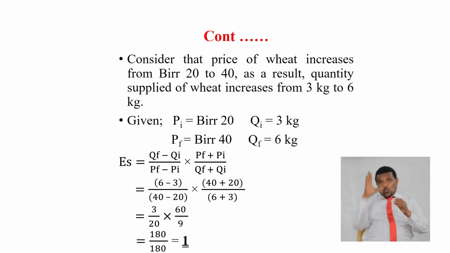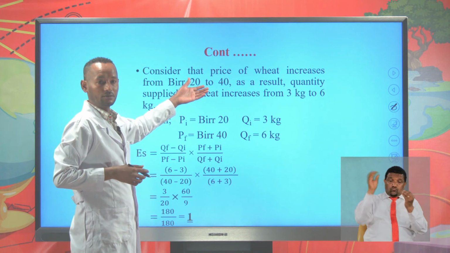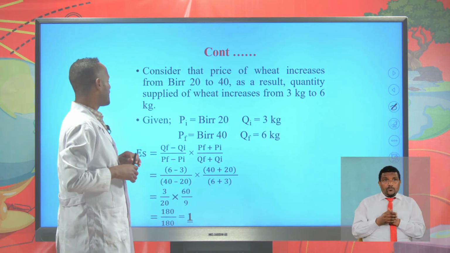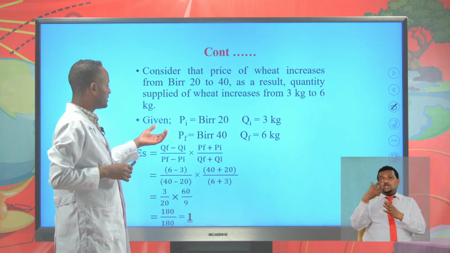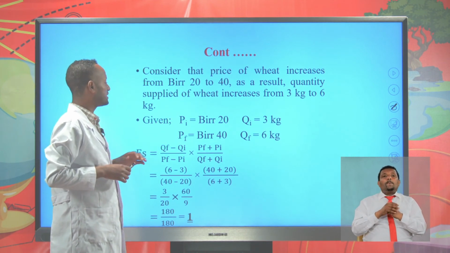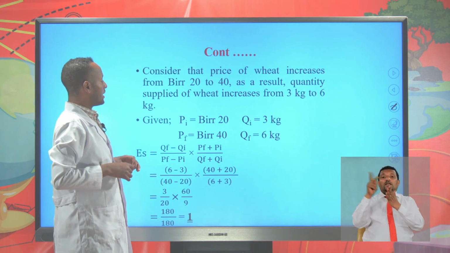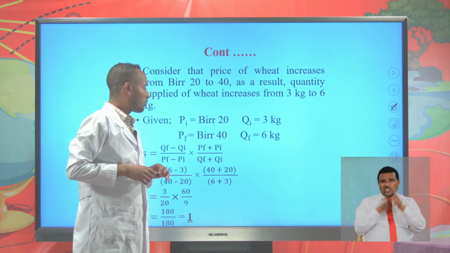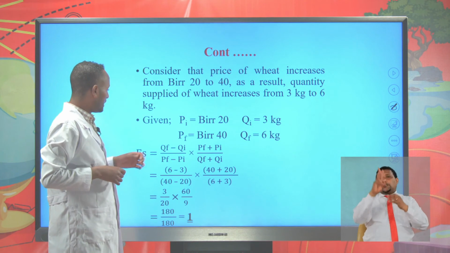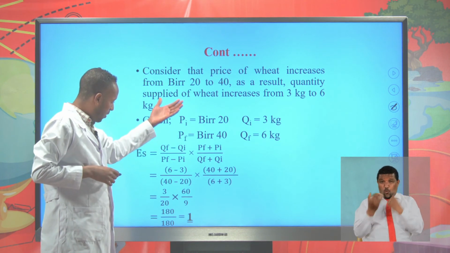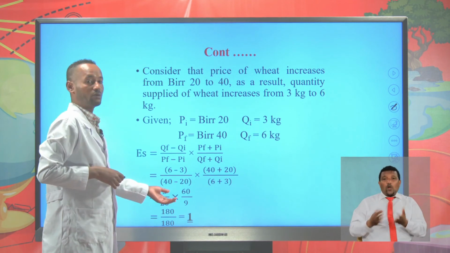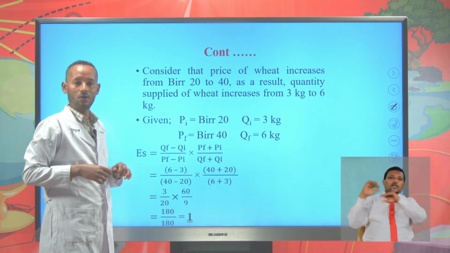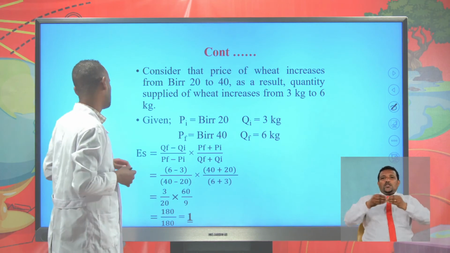Mathematically, consider that the price of weight increased from 20 to 40. That means the price of weight is doubled. As a result, the quantity supplied of weights increased from 3 kg to 6 kg. From this information, the initial price is 20 and the final price is 40. The initial quantity is 3 kg and the final quantity is 6 kg. When we substitute this information into the arc price elasticity of supply formula, we are left with 1. That means the supplier or the producer is unit elastic.